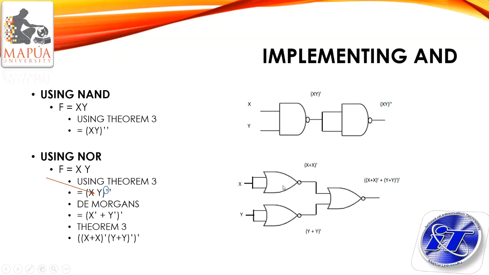So the result for the first part of the equation will be the NOR of x with x, and the NOR of y with y, and then these two will be inputted to another NOR. So it will be the NOR of (NOT of x plus x) and (NOT of y plus y), and then the whole expression is negated. Okay, so that's how we implement AND using NAND and NOR.